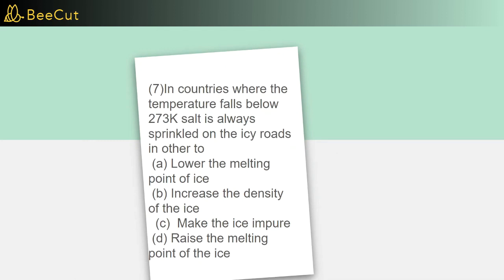Number 7, in a country where the temperature falls below 273 Kelvin, salt is always sprinkled on the icy road in order to: A, lower the melting point of the ice; increase the density of the ice; make the ice impure; raise the melting point of the ice. What happens is that it lowers the melting point of the ice, which is option A.